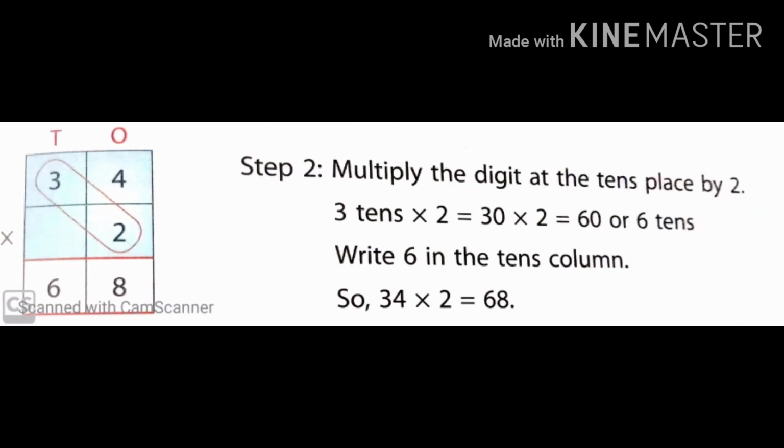Step number 2. Multiply the digit at the tens place by 2. 3 tens into 2, that is 30 into 2, that is 60, or 6 tens. So write 6 in the tens column. So 34 into 2, we get 68.